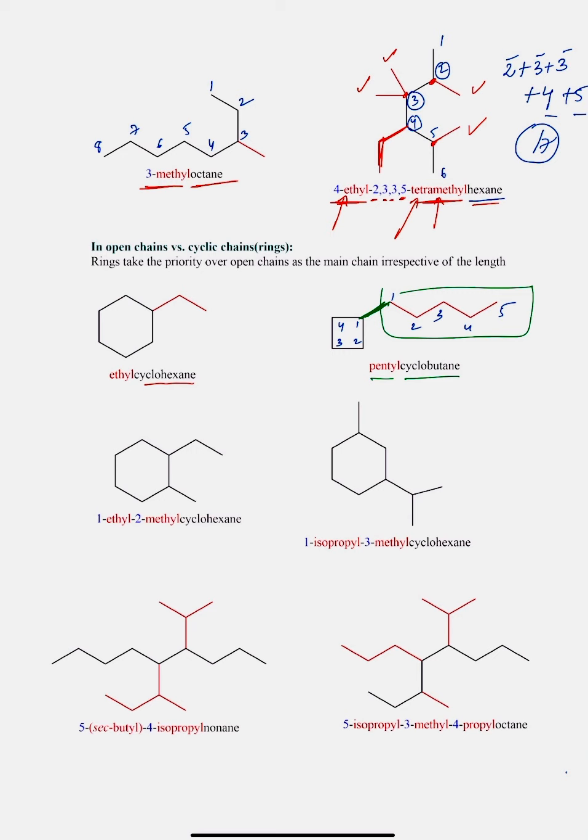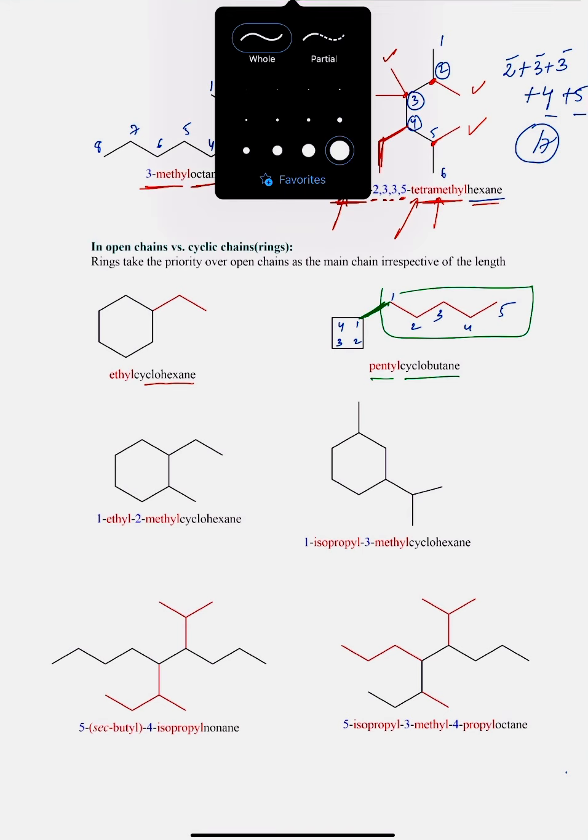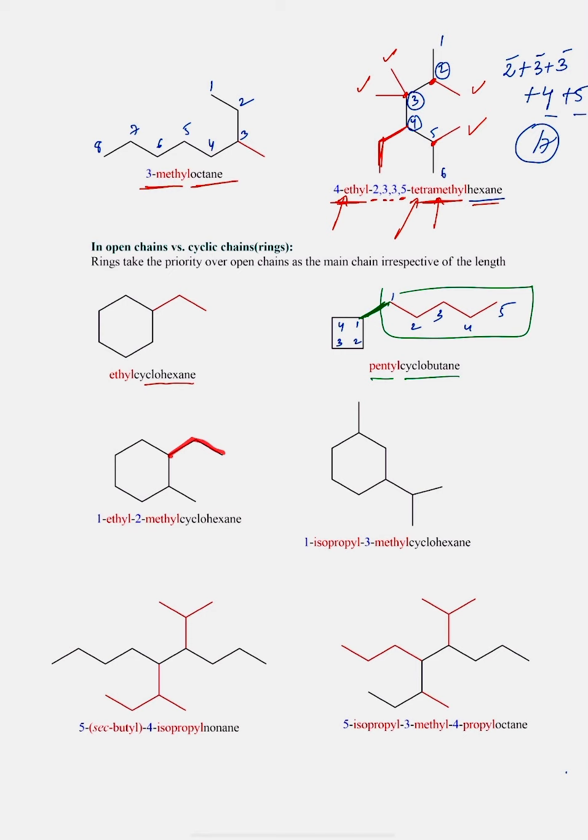Now this is your ring. It is a 6-membered ring, and there are two substituents. One is ethyl, another substituent is methyl. Now here, because they are attached on two carbons, they could be attached anywhere. So methyl can be attached here also instead of here. So the structure would be different.